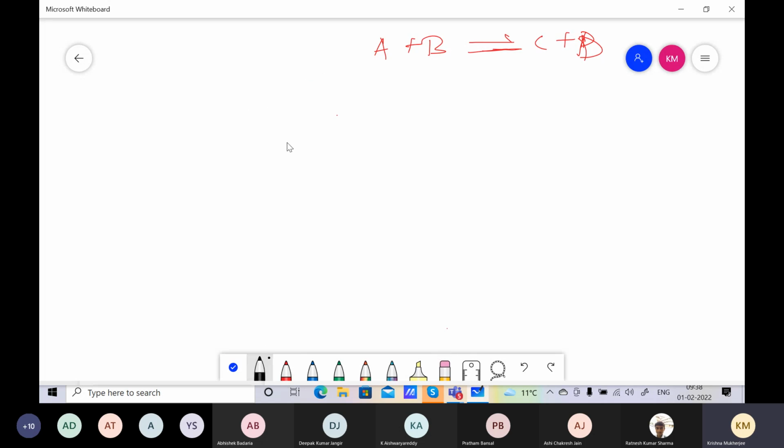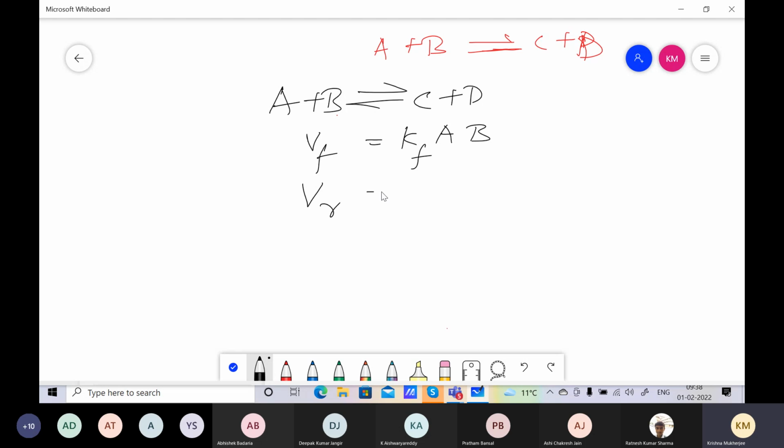So if we are having A plus B going to C plus D, let me write it here, maybe that side if I write, then it's a problem. Then the forward reaction, right? The forward reaction is K forward, A, no power here, A into B. If there was some power, they would have put the power, and the reverse reaction is equal to K R C into D, right?